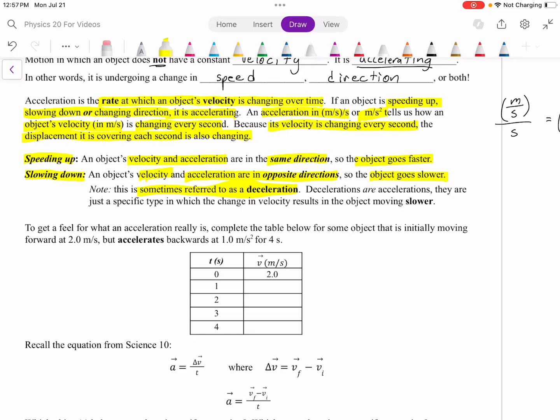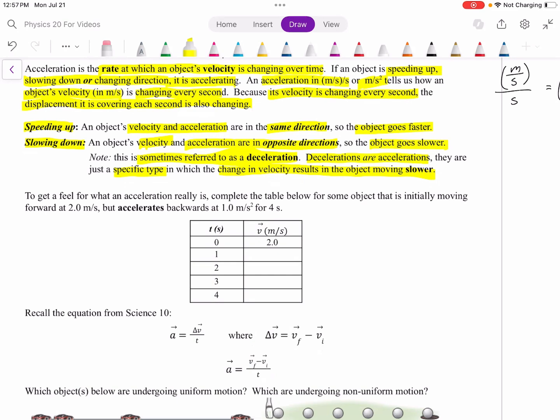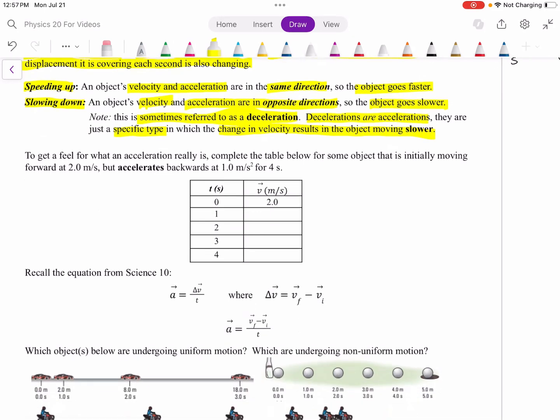I want to emphasize, a deceleration is an acceleration. It's just a specific type of acceleration where the change in velocity makes the object move slower. In other words, where the acceleration is in the opposite direction as the velocity already. But that's all an acceleration is. It's how much the velocity is changing by each second. So if the acceleration's in the same direction as the velocity to begin with, it gets faster. But if it's in the opposite direction that the velocity was in to begin with, it gets slower.